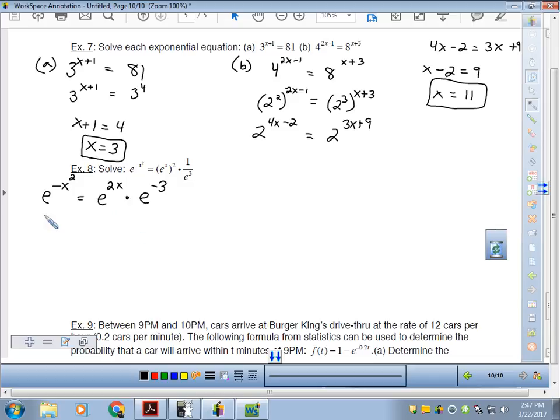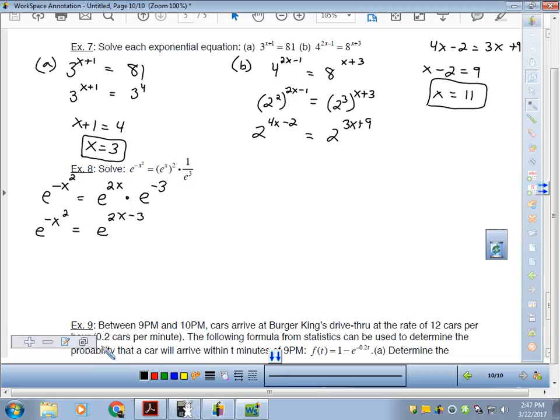Now we're not quite done simplifying. We can do a little bit more. Here on the right-hand side, I have 2 things getting multiplied together. When you multiply them together, you add your exponents. So we'll have e raised to the 2x minus 3 power. Now, you could write 2x plus a negative 3, but it makes more sense to write 2x minus 3.